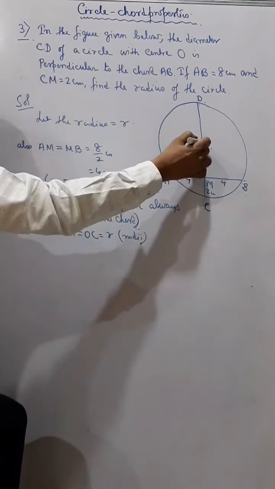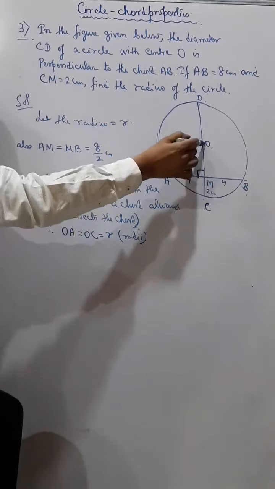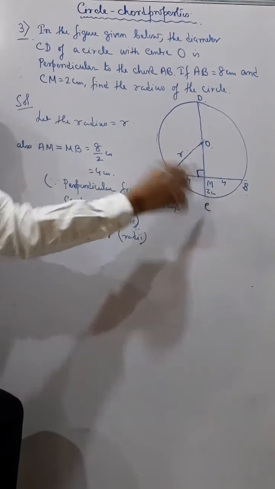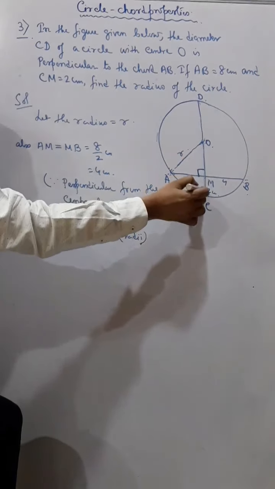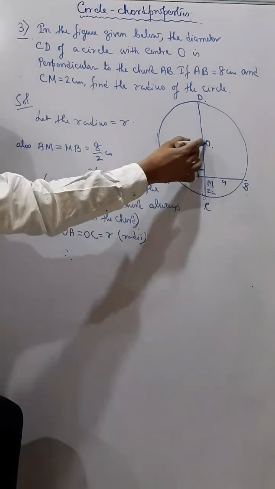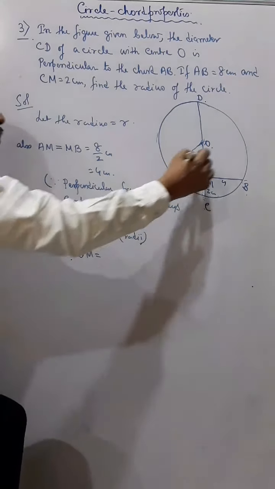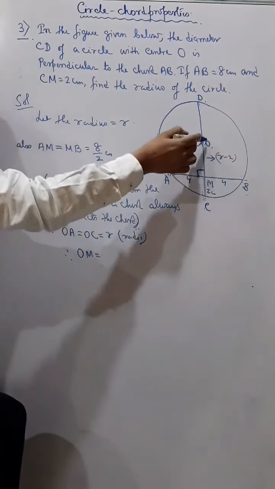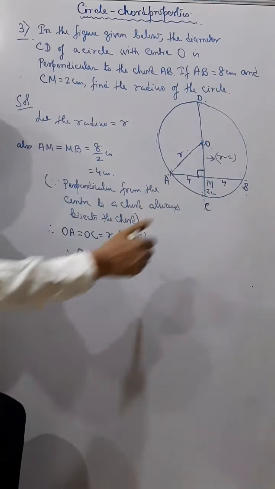So you can understand this is the center, and this is the circle. This is the radius and this is also the radius. OA is the radius, OC is also the radius. So if this is R, then OC is also R, right? Now if you see carefully, this OM will be R minus 2, because OC is R and therefore OM equals R minus 2.